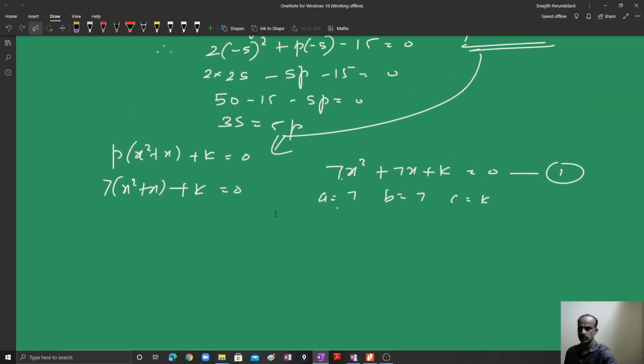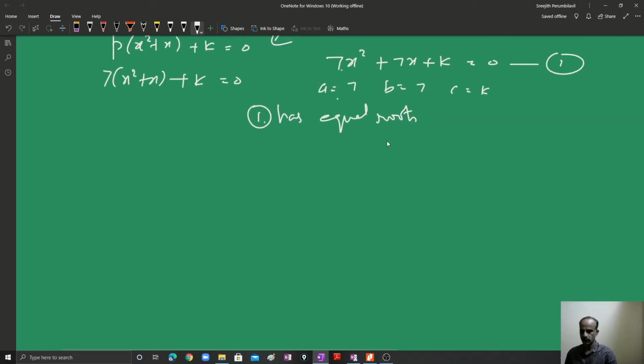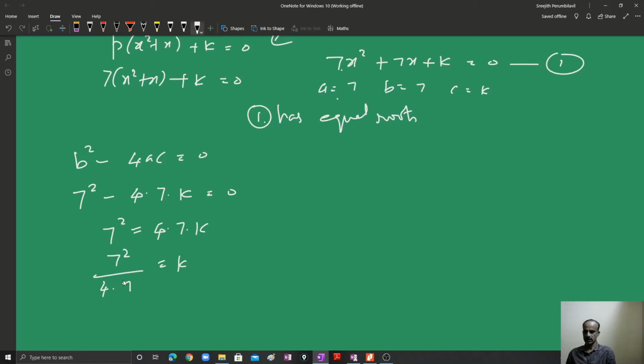Okay, so we substitute this value of p there. Then we got a quadratic equation. What is the given condition? The given condition is that equation 1 has equal roots. Therefore, what is the condition? b square minus 4ac equal to 0. 7 square minus 4 into 7 into k equal to 0, or 7 square is equal to 4 into 7 into k. 7 square divided by 4 into 7 is equal to k. 7 cancels. 7 by 4 is equal to k. That is the value of k.